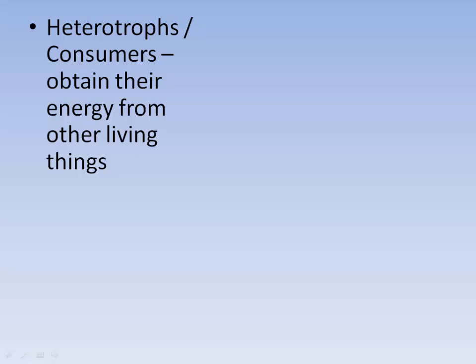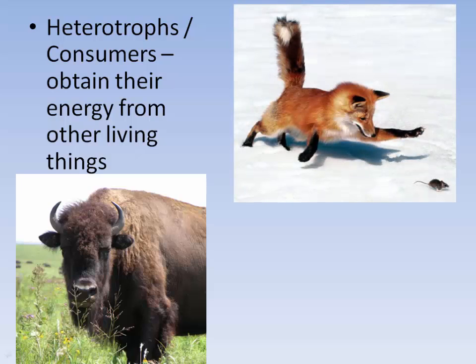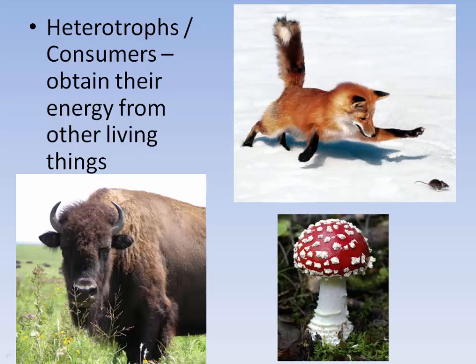Heterotrophs, or consumers, obtain their energy from other living things. Here are some consumers that obtain their energy from other living things. The buffalo gets its energy from eating the producers, the autotrophs, the plants. The fox gets its energy by eating other living things, in this case, this poor little mouse. And here's a fungus, a mushroom, and it gets its energy from decomposing dead things.